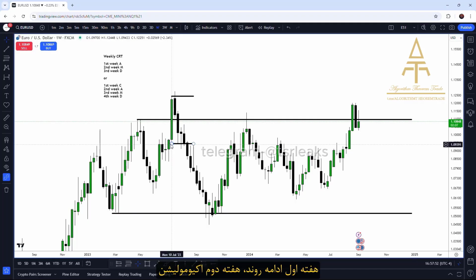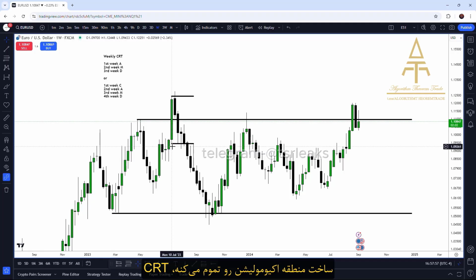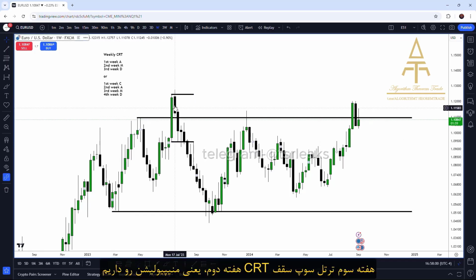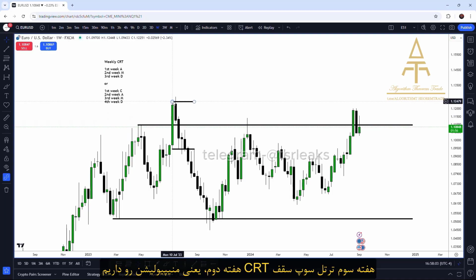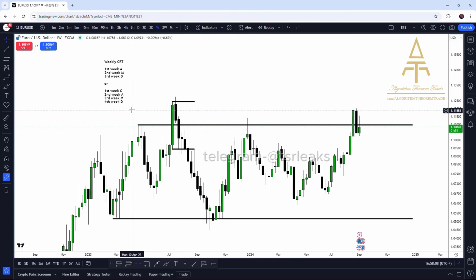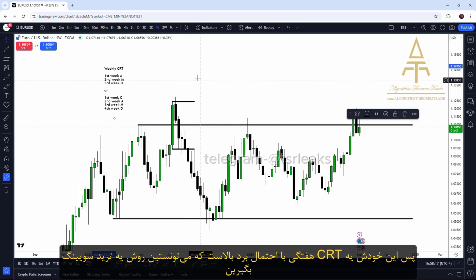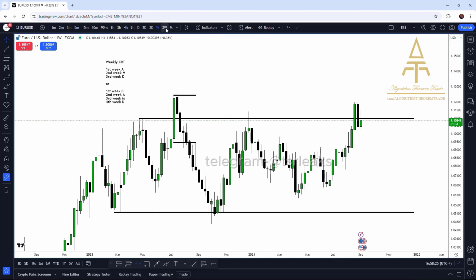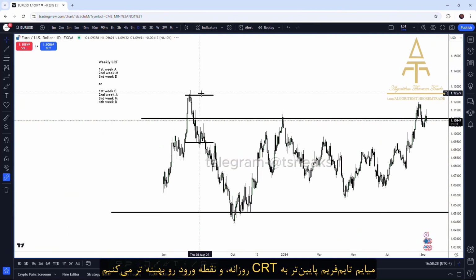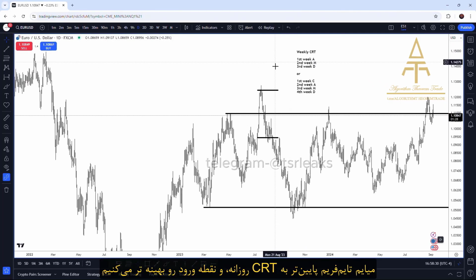First week, continuation. Second week, accumulation, finishing the creation of the accumulation zone, CRT. Third week, turtle soups the CRT high of the second week, manipulation. And the fourth week distributes towards the opposing end of the CRT range. So this in itself is a high probability weekly CRT that you could have executed a swing trade on. Dropping down time frames to a daily CRT, let's refine the entry.